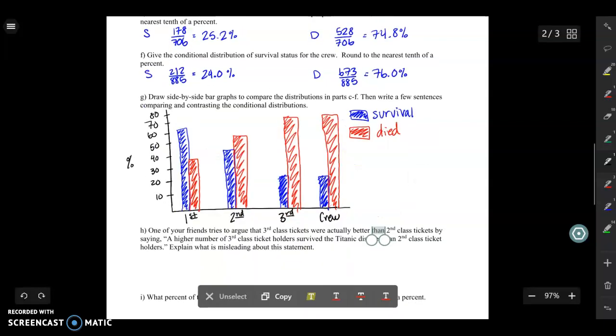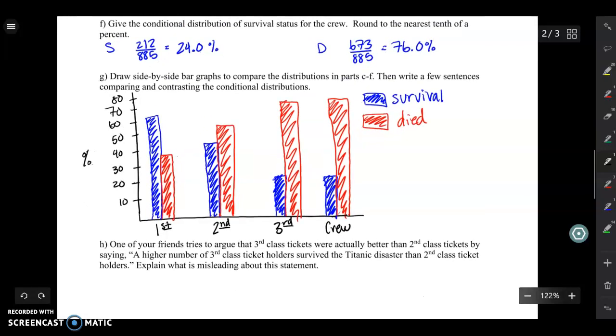For one thing, I'm noticing that the only group that had more people survive than die was my first class passengers, right? They had a higher percentage of people that survived than that died. You'll also see that the third class passengers and the crew had about the same percentage of people that survived and that died. Even though the number of people in third class and the number of people in the crew differed by like 180, the percent of people that survived were still pretty comparable, right?